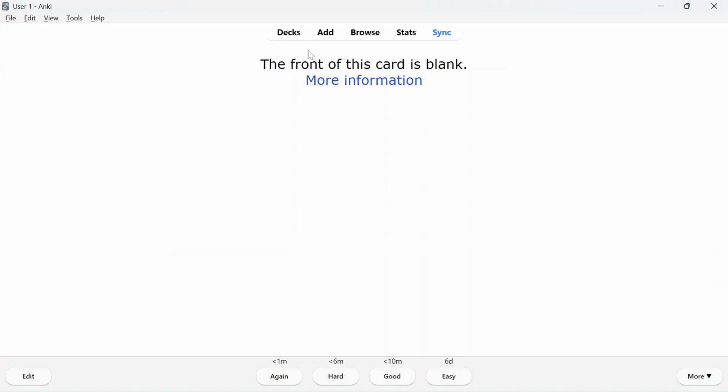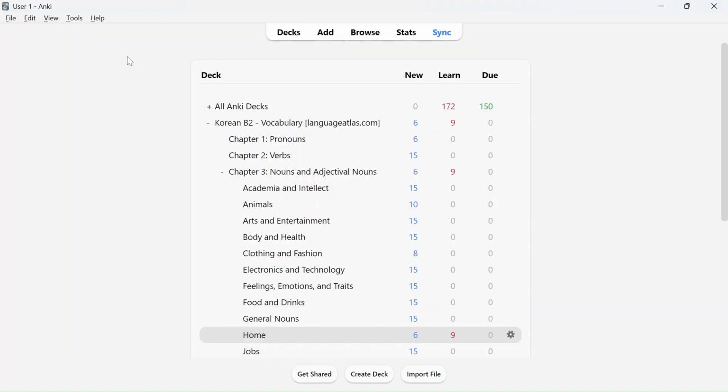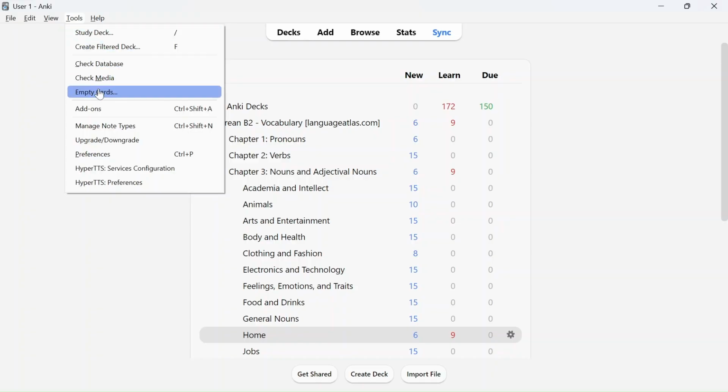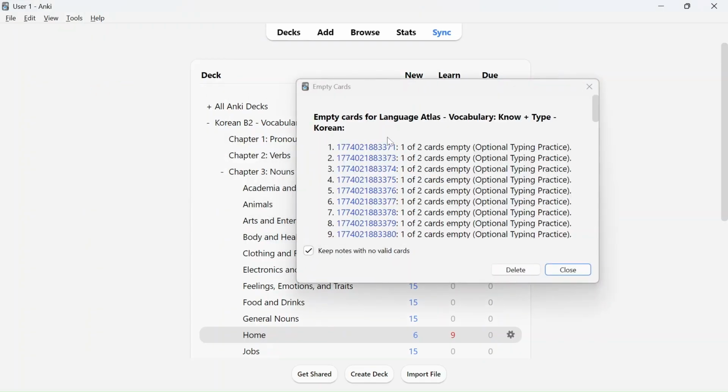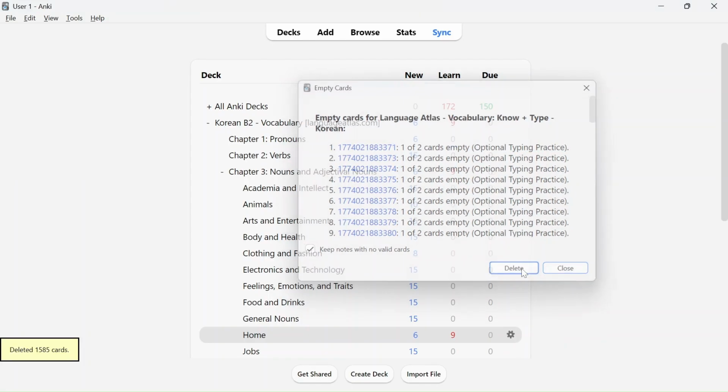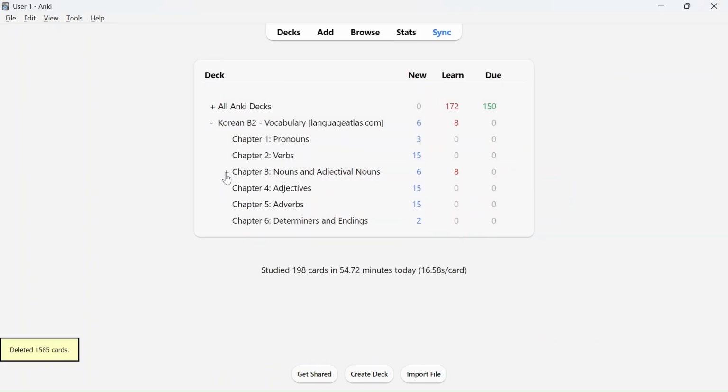Now, this means that we have a lot of empty cards, so we want to get rid of them. So I clicked on Decks, Tools, Empty Cards. A pop-up opens, and you can see I have all of these empty cards, the optional typing practice, and I'm going to get rid of them. Delete. Great. So now we only have the first card type.